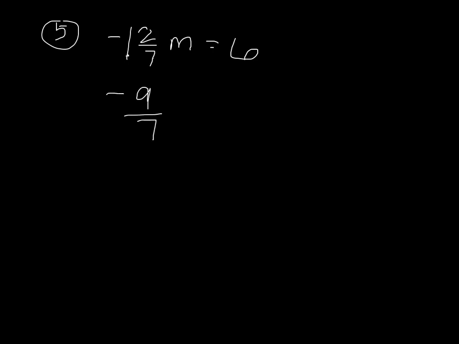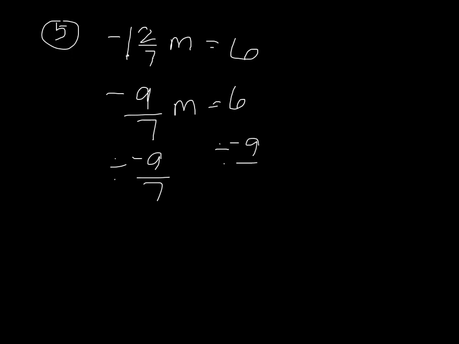All right, number 5 says -1 2/7 times m equals 6. Okay, so I'm going to circle up. 7 times 1 is 7, plus 2 more is 9/7. Don't forget your negative. M equals 6. Okay, so I'm going to divide both sides by -9/7.